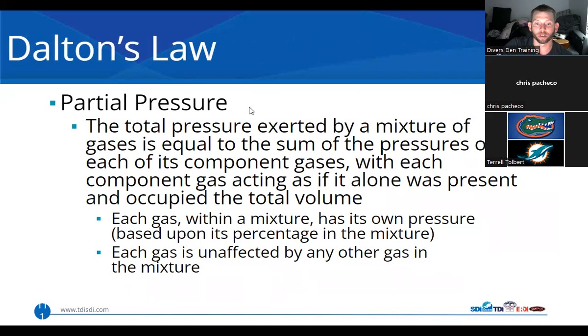All right, so partial pressure is the pressure exerted by a mixture of gases and the equal sum of its components, right? That's a lot of words for what I'm trying to show you guys mathematically. It's a lot easier to show this mathematically than with words because words are confusing sometimes.